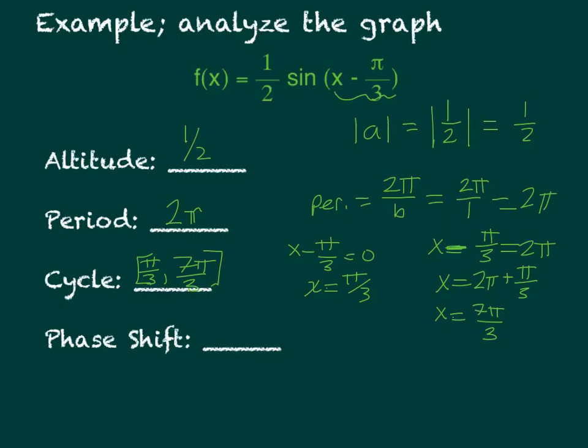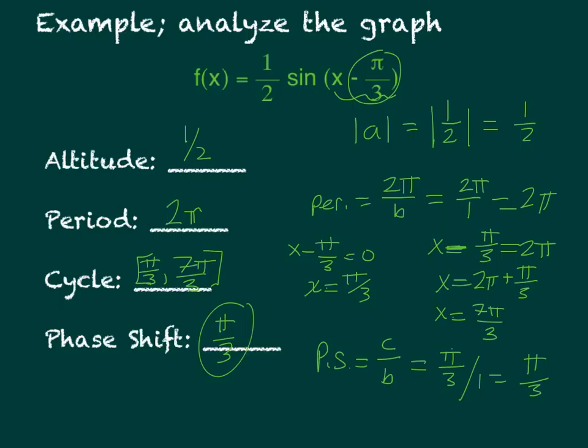All right, and finally the phase shift. When we're looking for the phase shift, we're thinking how far is it being shifted over? And to find that, the phase shift is going to equal your C over your B. So my C is pi over 3 divided by 1, pi over 3. So that is my phase shift, pi over 3. And that's your final answer.